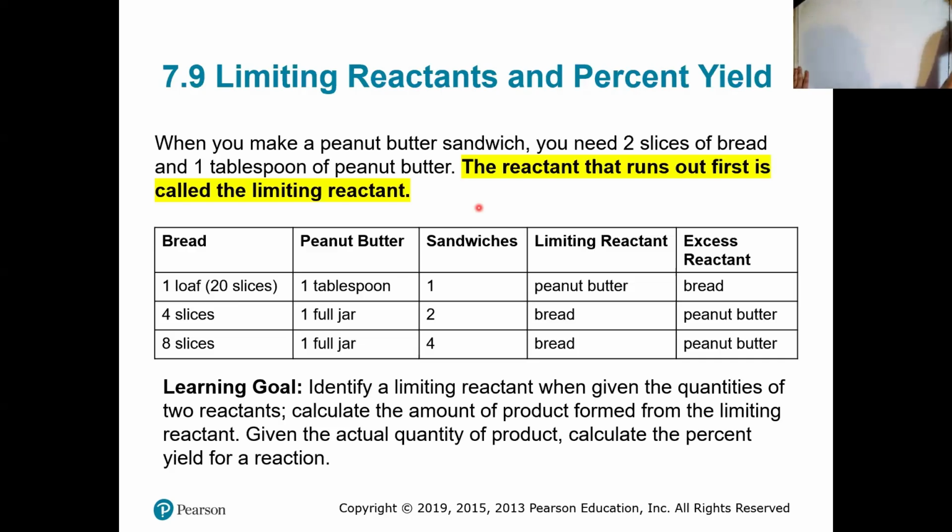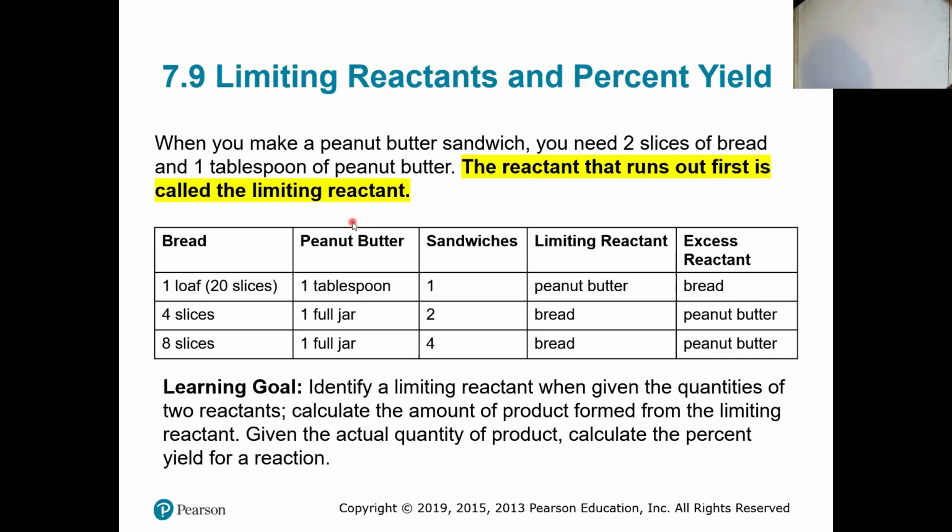we're talking about the idea that we can take two amounts of reactants and mix them together, and one of those reactants might run out before another one. Whichever reactant runs out first is going to be our limiting reactant. And whichever reactant we have leftover of, that's going to be our excess reactant. So a real life example of this, right?